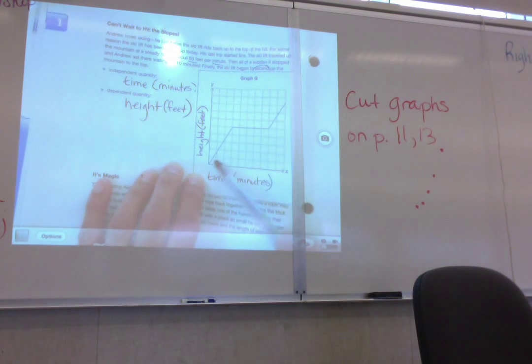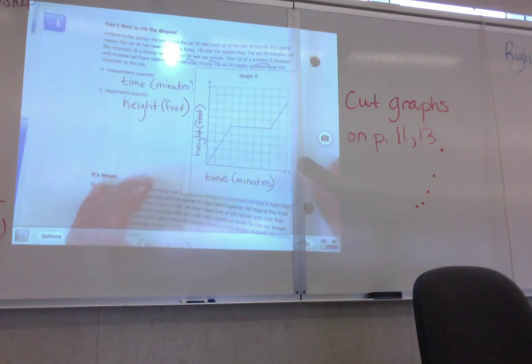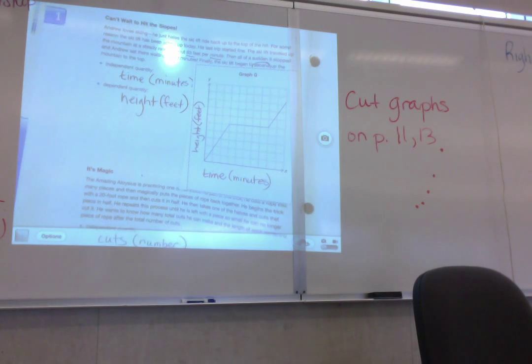So going up, stop. I'm waiting. Time goes on while you're waiting, but you're not getting any higher. Oh, now we go up some more to the next level of the slope. All right, good job. Ski lift. It's Magic.